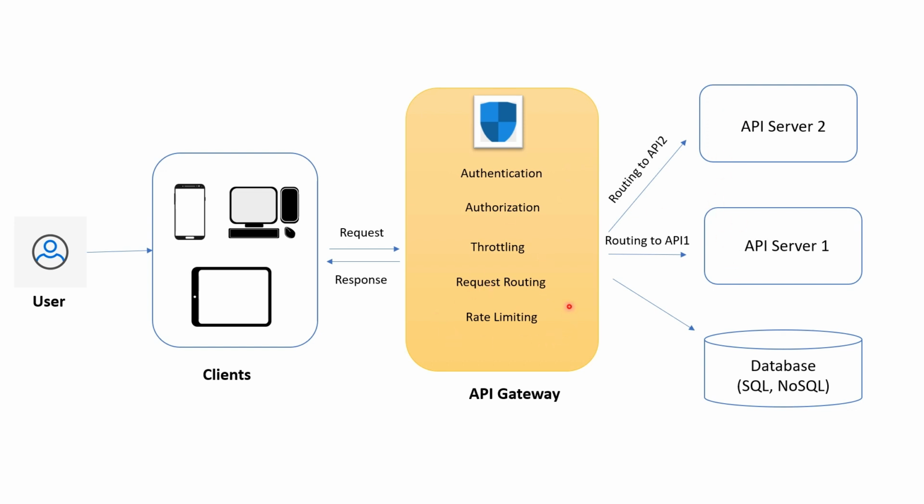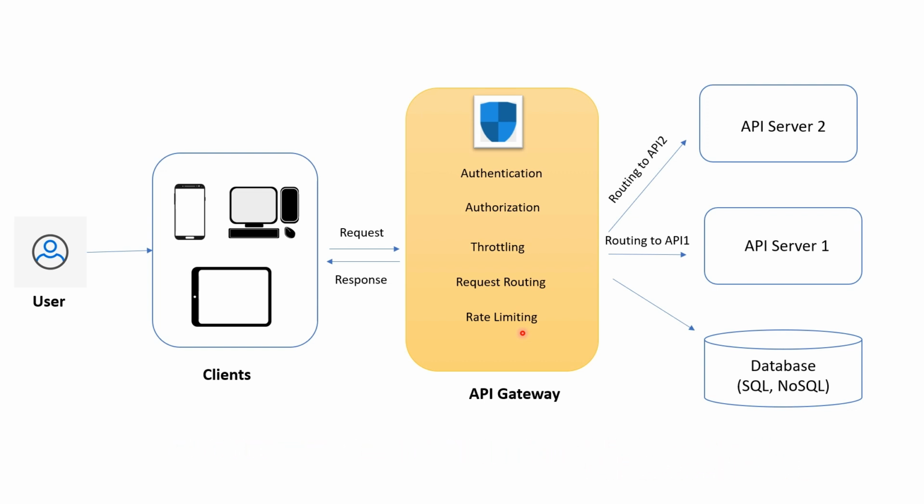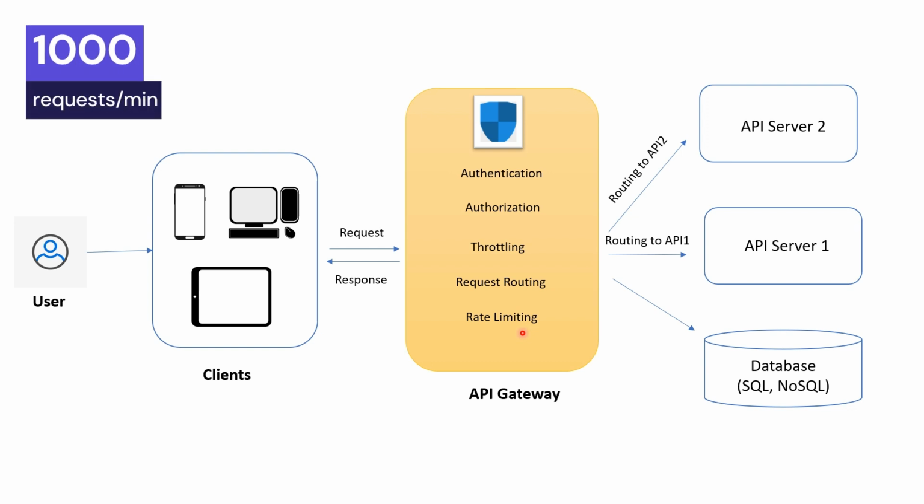Then we have rate limiting in an API gateway. Now what is rate limiting? Whenever I receive multiple requests, there are chances that the requests could hamper the API gateway and may bring down the API gateway server. So for this, we have rate limiting, where we set the limit per minute, per day, per week, or per month for the client requests. Let's say if I set a limit of 1,000 requests per minute, then the client will be able to send only 1,000 requests, or you can say the API gateway will only accept 1,000 requests.